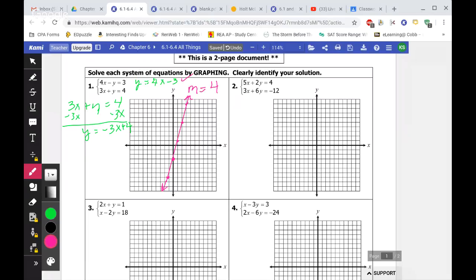Now let's graph line 2. The y-intercept is 4. So I'm going to start there. That's always my starting point, the y-intercept. 1, 2, 3, 4. All right, and now the slope on this one is a negative 3. So that means I'm going to travel in one positive direction and one negative direction. So if I go up, that's positive. So that means I have to go left. And if I go down, that's negative. So I would have to go right because that's positive.